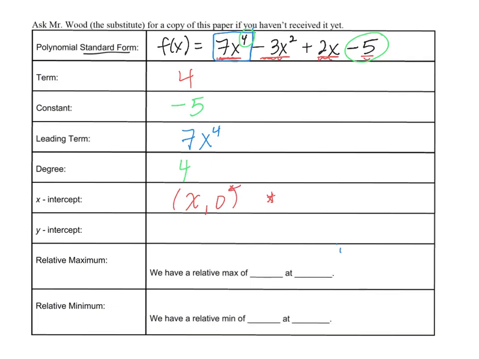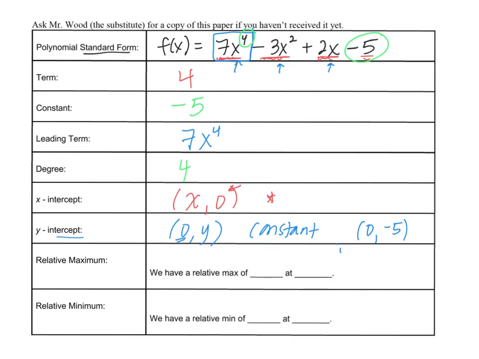The y-intercept is where it's going to cross the y-axis. And in this case, it will be the constant, right? Because when you input a 0 for x, 7 times 0 is 0, 3 times 0 is 0, 2 times 0 is 0, so my constant will be my y-intercept. So in this case, I know my y-intercept is (0, negative 5) for that graph.